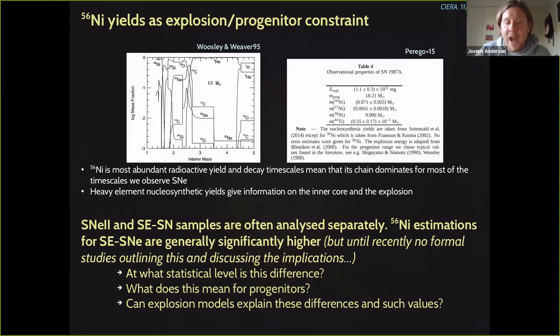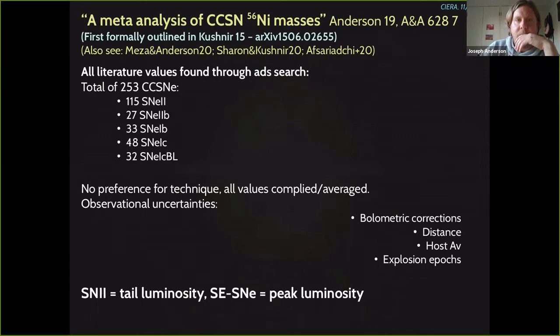The questions you want to answer with this are: at what statistical level is this difference? And is this a real intrinsic difference, or is this a problem of how we're comparing the data, how these supernovae have been analyzed? If this is a true intrinsic difference in the nickel masses between the different supernova types, then what does this mean for their progenitors and how can we understand this? And then also, can explosion models explain these differences, and can they explain the values for the different distributions?